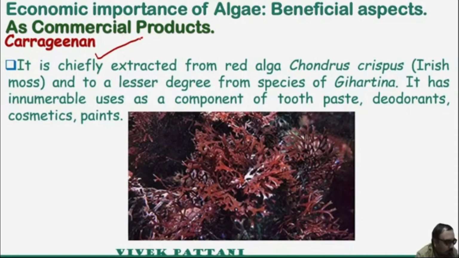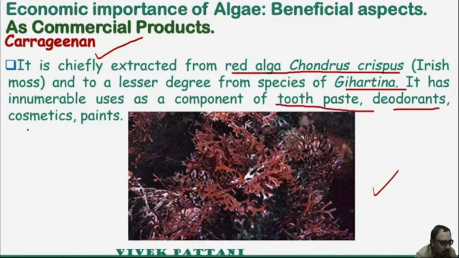What is carrageenan? It is chiefly extracted from the red algae Chondrus crispus. The photograph is given here. It is also known as Irish moss, and to a lesser degree it is extracted from species of Gigartina. It has innumerable uses as components of toothpaste, deodorants, cosmetics, as well as paints.